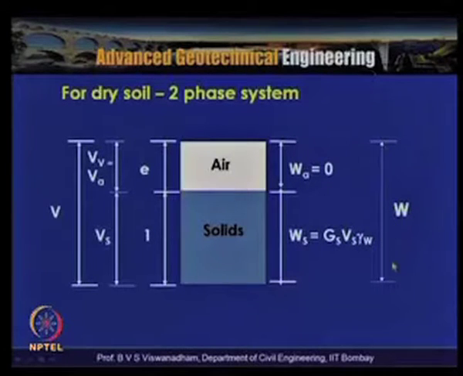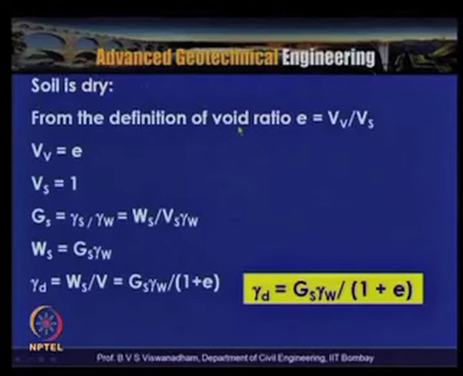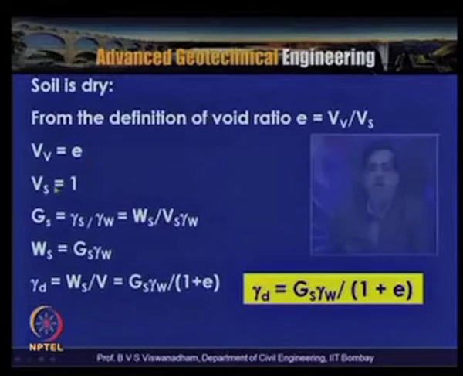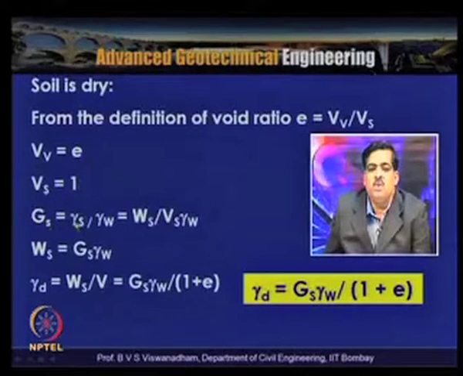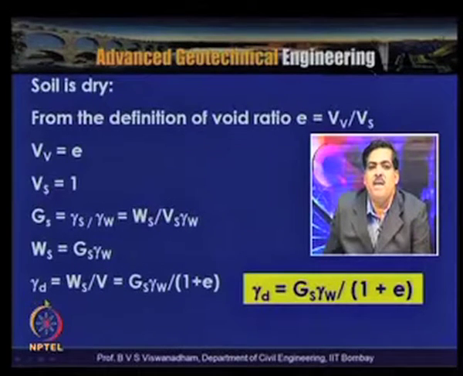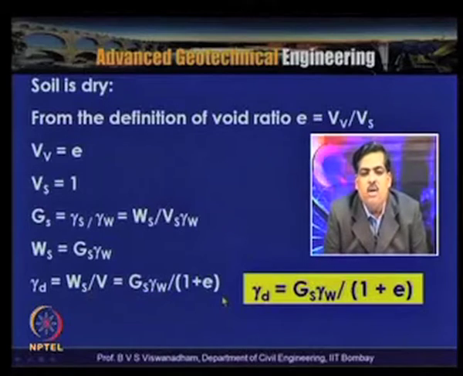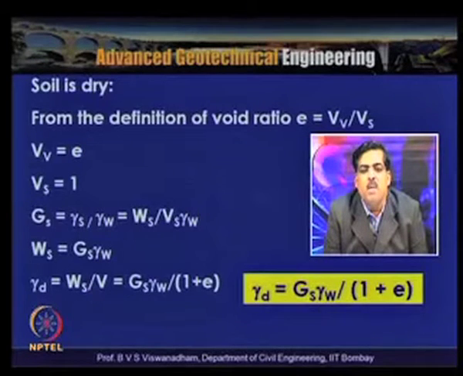So, the total weight of the soil mass in the case of a dry soil, two-phase system, is nothing but W is equal to Ws. So, for the dry soil, from the definition of void ratio, we can write Vv by Vs. So, Vv is nothing but e, Vs is nothing but 1. So, Gs is equal to gamma S by gamma W. Based on that, Ws by Vs gamma W. So, we can write Ws is equal to Gs gamma W, and gamma d, or dry unit weight of the soil mass, we can write as Ws by V, which is nothing but Gs gamma W by 1 plus e. So, here for a dry soil we can write a relation like gamma d is equal to Gs gamma W by 1 plus e.